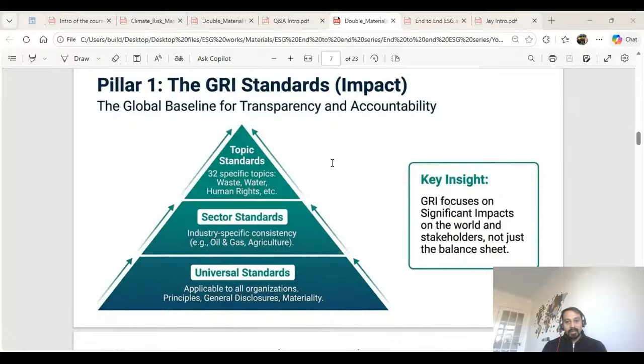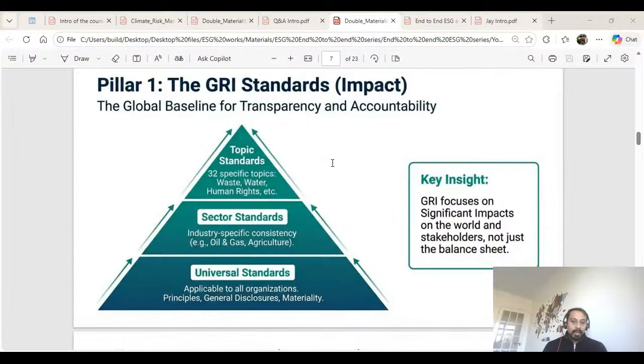Then there are sector standards, which are industry-specific standards. You have to use them based on your products and services. So if you are in marine transportation, you can utilize the sector-specific industry standard. And then the topic standards, which cover detailed impacts like waste, water, human rights, emissions, energy. Those topic standards are much more detailed in GRI. So GRI asks where your most significant impacts on society and the environment are, and based on that you can do the reporting as per the GRI standard.